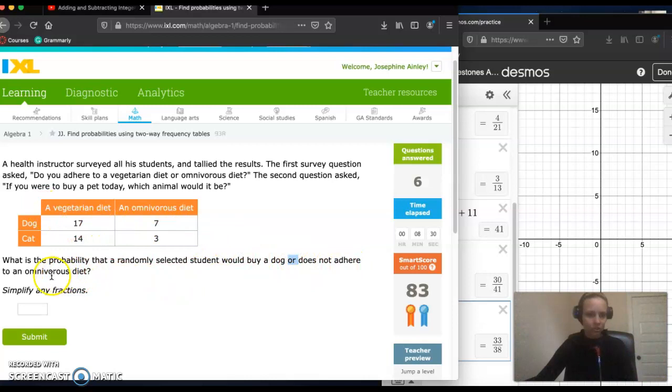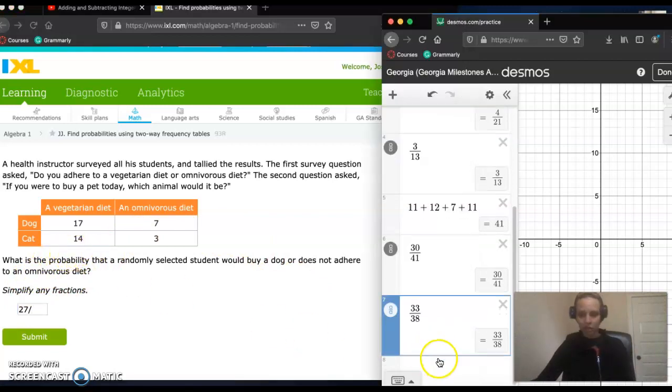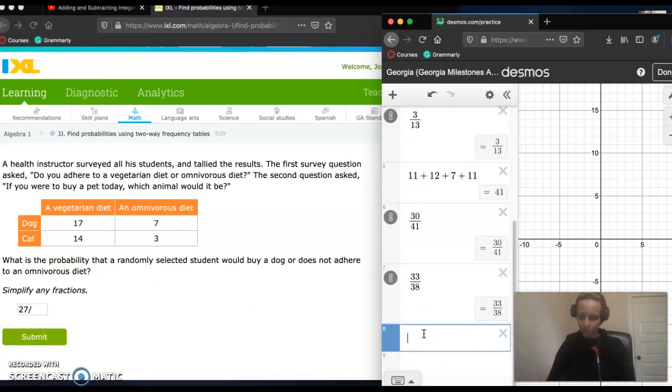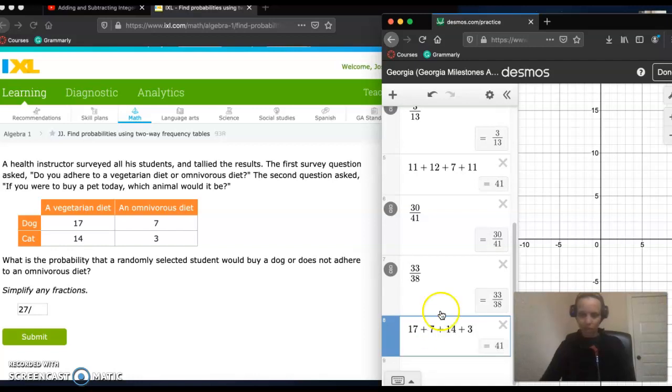Does not adhere to an omnivore's diet. I can't pronounce that. All right, so 17, 7, and then diet would be the 7 and 3, but I've already included the 7, so it'll just be this. So it'll be 3, 7, and 17. 17, 7, 3 is what I want. So that's 27 over the total 41. But listen, I don't feel like getting this wrong, so I'm just going to put it in there. So my total is 17 plus 7 plus 14 plus 3, which is 41.